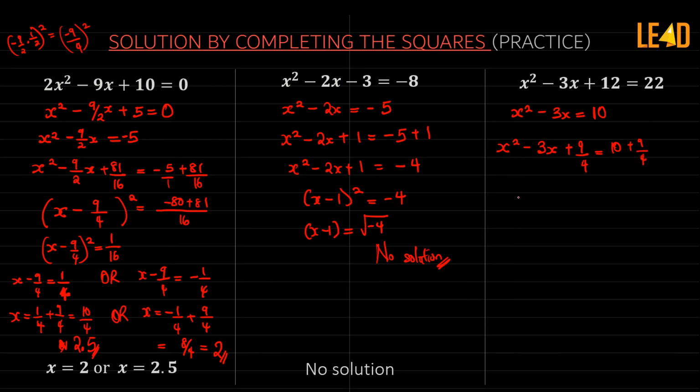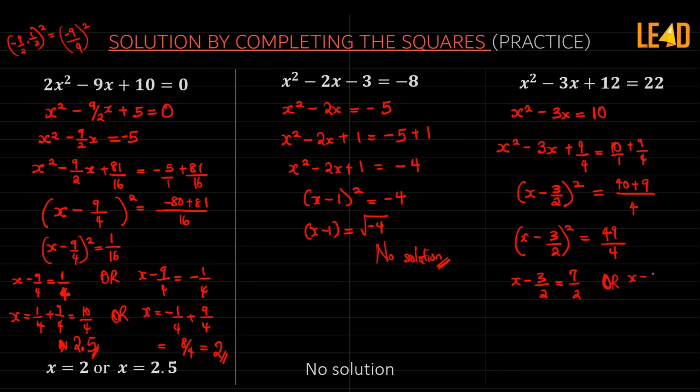So on this side here, we're going to have x minus 3 over 2 all squared, right? When you write the left-hand side, would be equal to, LCM here is 4. So this is 40 plus 9. So we'd have x minus 3 over 2 all squared is equal to 49 over 4. So we can take the square root, would have x minus 3 over 2 is equal to 7 over 2, or x minus 3 over 2 is equal to negative 7 over 2.